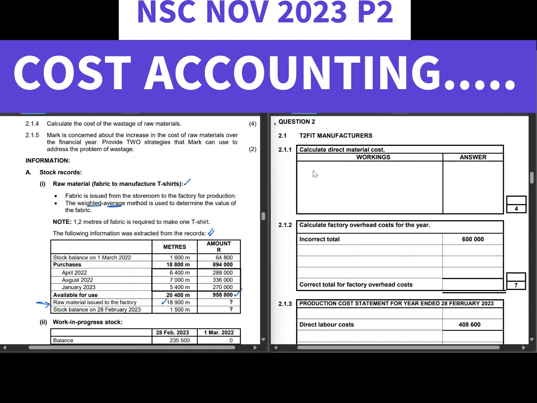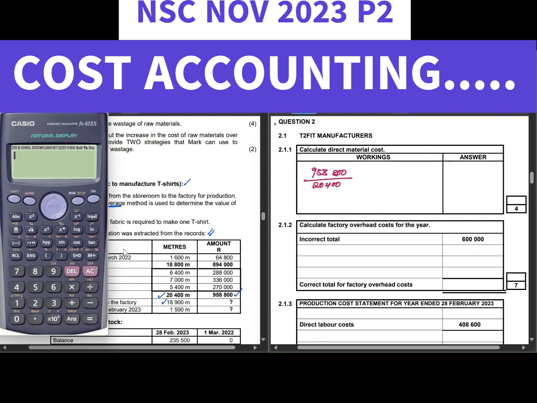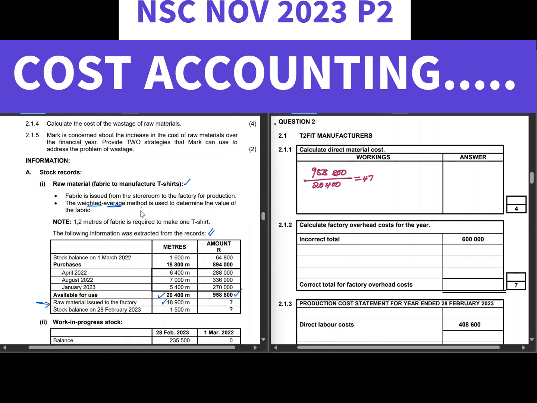So I'm going to come here and I'm going to say my 958,800, and I divide this one now by the meters available for use, which is 20,400. These are the meters that are available for sale. Then I'm dividing 958,800 by 20.4, and that gives me 47. So it means my price is 47 rand per meter. That is my weighted average value per meter.